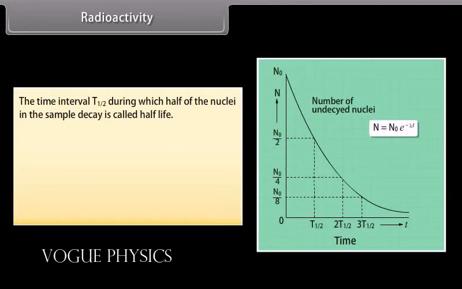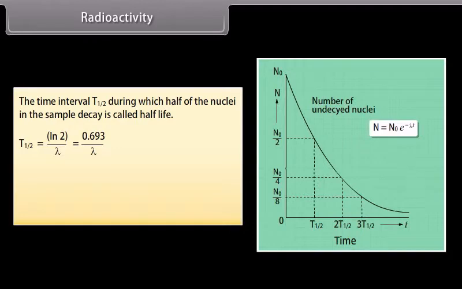Radioactivity. The time interval T-half during which half of the nuclei in the sample decay is called half-life. T-half is equal to ln 2 by lambda, which is equal to 0.693 by lambda. The mean or average life of a radioactive material is tau, which is equal to 1 by lambda.